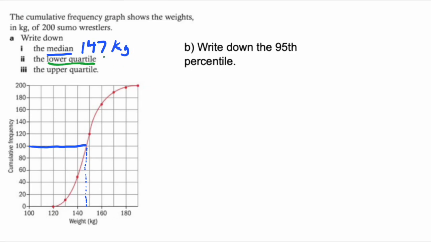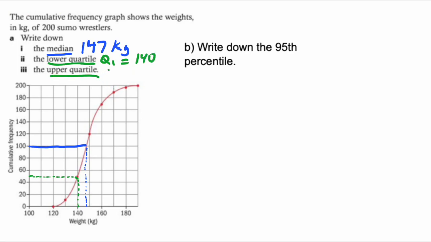The lower quartile, also called Q1, is the lower 25% of the data. So 25% of 200 is 50. So we go across from 50 to get Q1, and we have a dot marked right there. It's 140. So Q1 is 140.